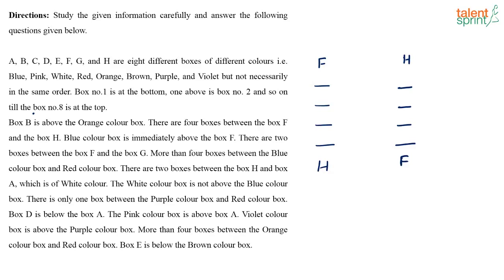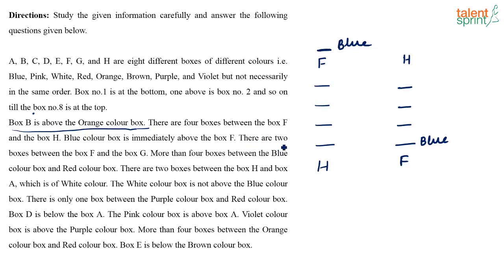Now let us look at the other information that is given. Next, it is said that there are 2 boxes between. So I have not used this information. Then here they are saying the blue colored box is immediately above box F. I can use that, right? So in this case, this is going to be blue. There is going to be a box here on top of F. So that also I have used.